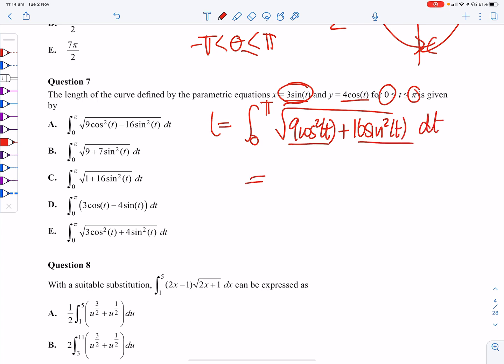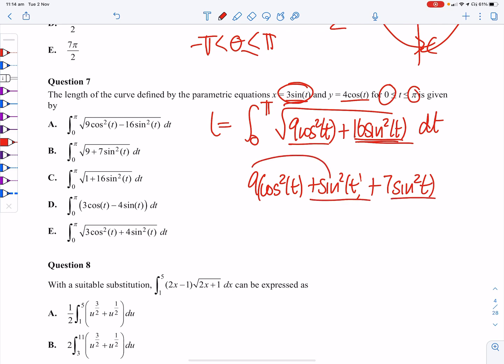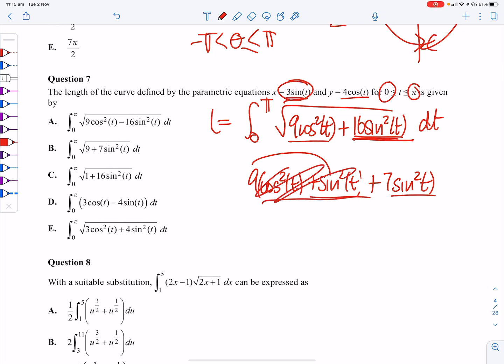You can see here, underneath, I could say 9 (cos squared t plus sine squared t). If I take 9 sine squared t out of that, and then I say plus 7 sine squared t, because 9 sine squared t plus 7 sine squared t is 16 sine squared t, but we know cos squared t plus sine squared t is just 1, so we get 9 plus 7 sine squared t, which is b.